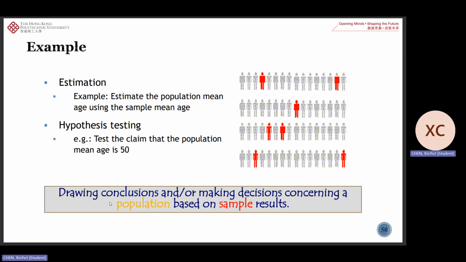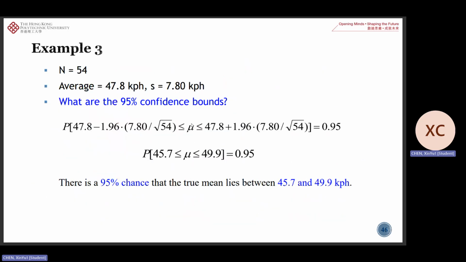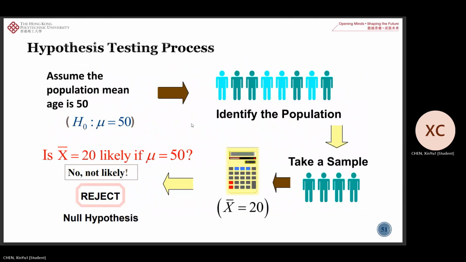So here we need to draw the conclusions and make decisions concerning the population based on the sample result. It means that based on the estimation result of your sample, we infer the status in the population. Here, assume the population mean is 50.